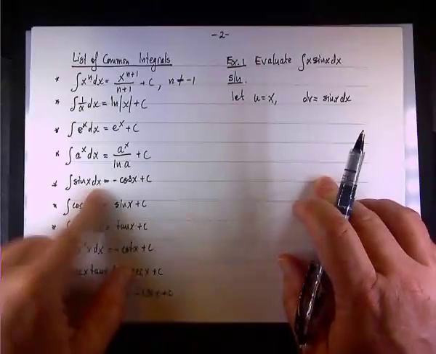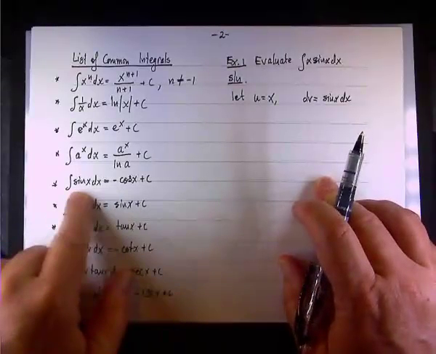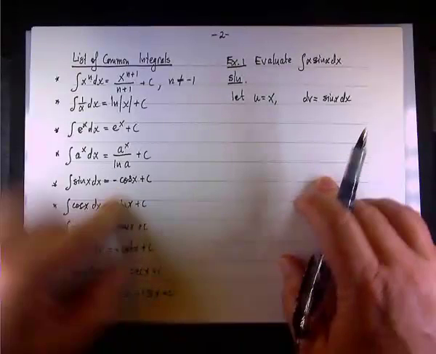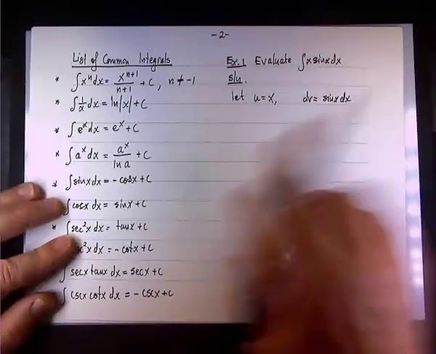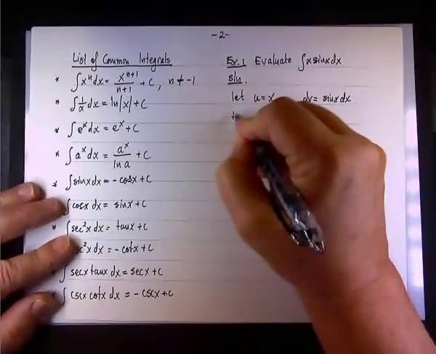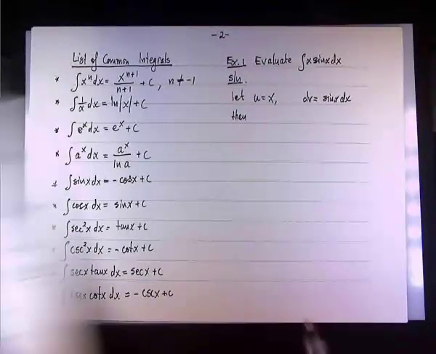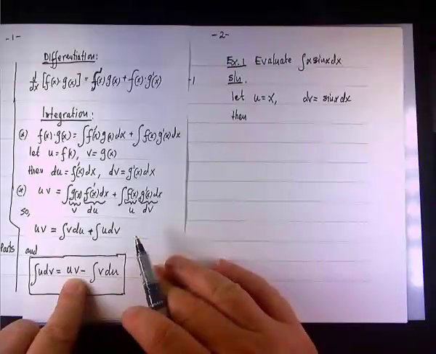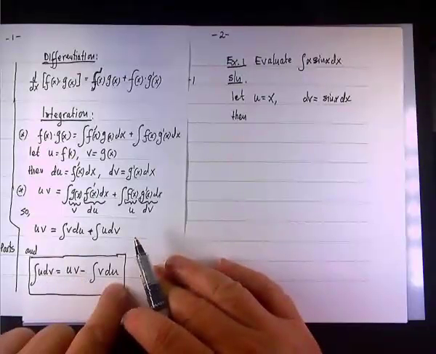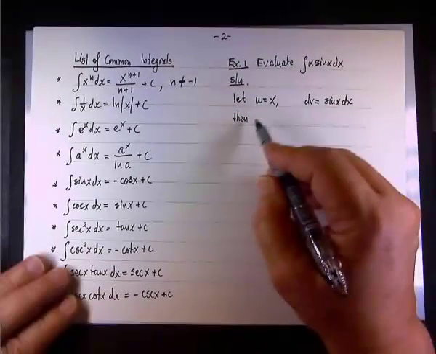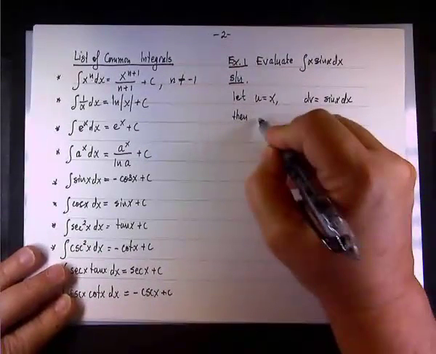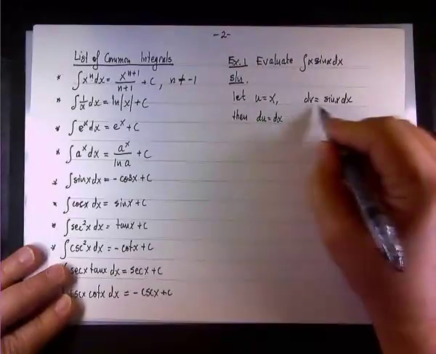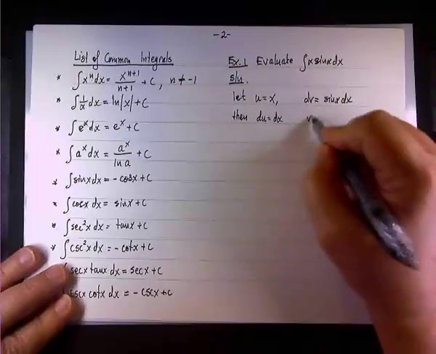Why is that? Because I'm looking at this list and I see I have sine x dx that I can deal with. I know it's negative cosine. So it's on the list. Looking back here, I have two other components. I need to have u, v, dv, and du. So if u is x, then du is simply dx, right?